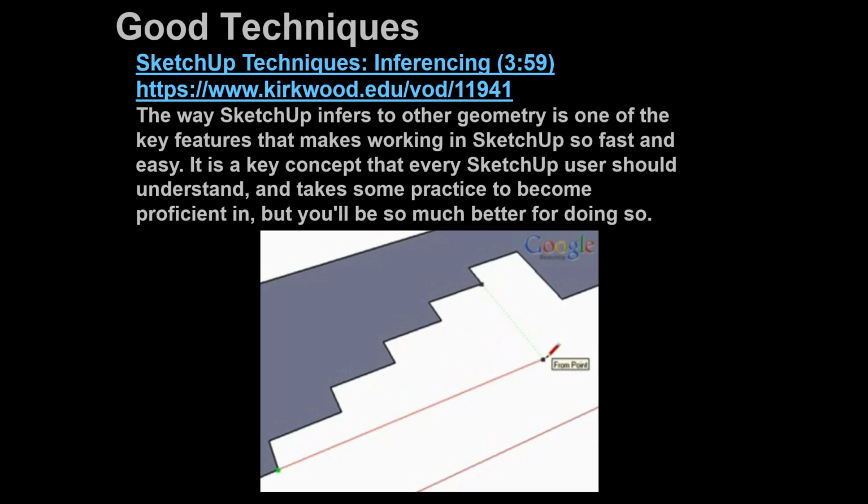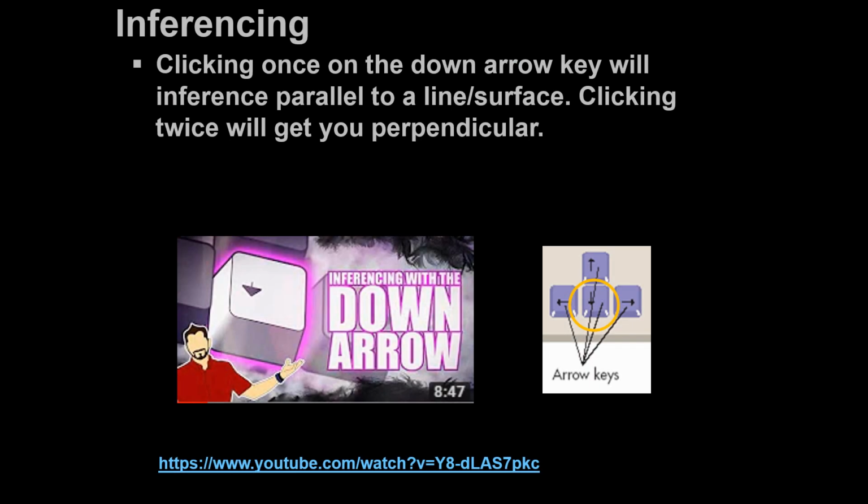The PDF of the lecture has the link, so you can go and watch this past video again, just this one video alone. This particular link goes to the arrow keys and how you can use them. Inferencing with the arrow keys will get you perpendicular and/or parallel. That's one of the things.